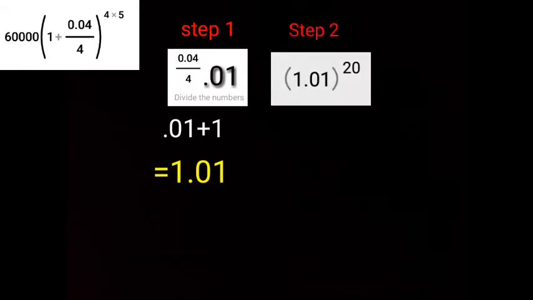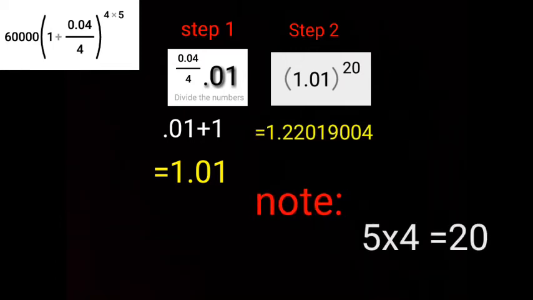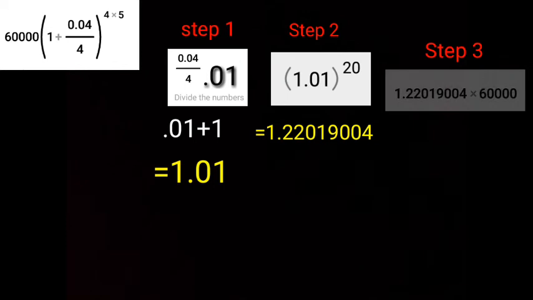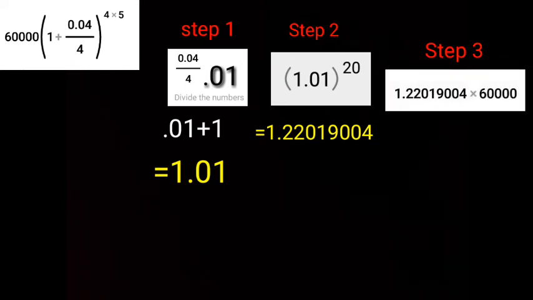Divide 0.04 by 4. The answer 0.01 added to 1 is equal to 1.01. 1.01 raised to 20 is equal to 1.22. 1.22 times 60,000 is equal to 73,211.40.